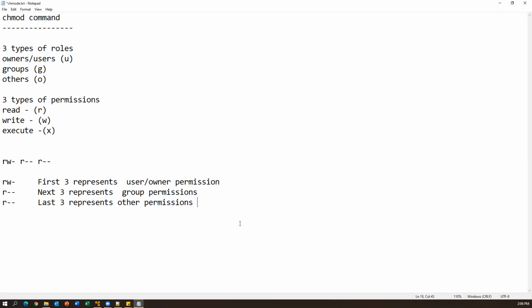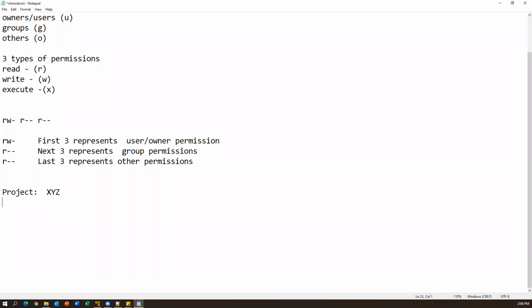Now, to understand this, I'll take one small example. It will give you clarity on what is owner, group, and others. Let us say I have a small project called XYZ. When I say a project, it means it contains multiple modules. Let us say I have three modules: module 1, module 2, and also one more module called module 3.